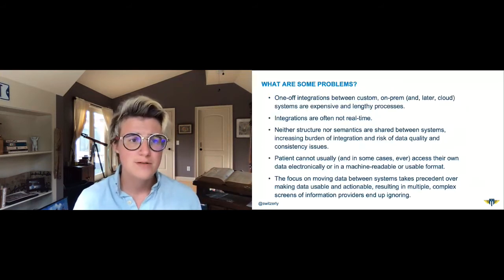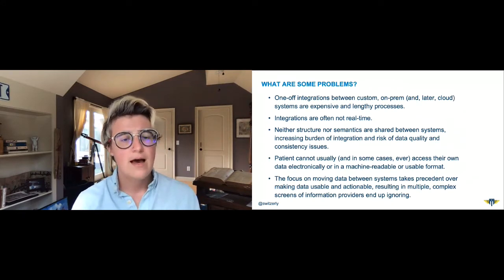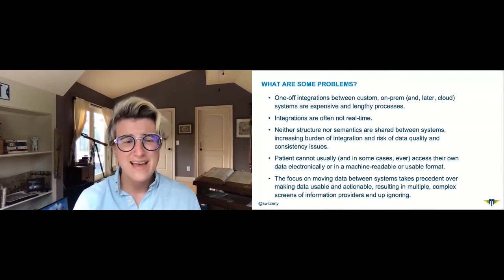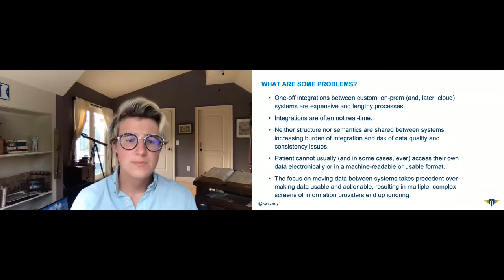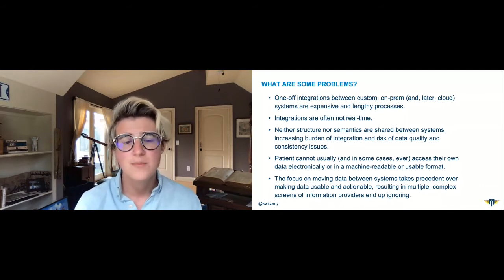So, some of the problems: again, these are custom one-off integrations. These integrations are not real time. The structure and the semantics are not shared between systems. There's a huge burden and a risk of bad data quality and consistency. The patient can't really access their own data in an electronic or usable format. And the focus on moving data between systems is so burdensome that it takes precedence over making data usable and actionable, resulting in multiple complex screens of information that providers end up ignoring.